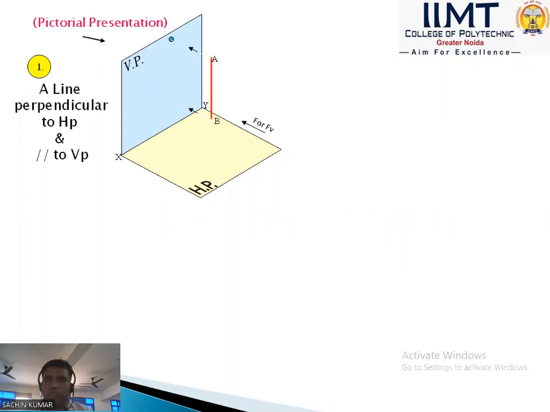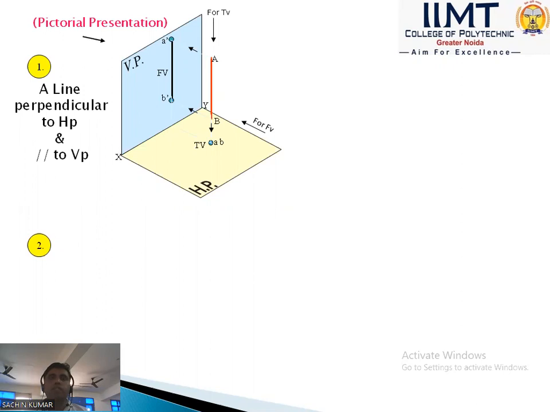So first draw the front view, that is A dash. Always remember, for the front view we always use dash. So A dash and B dash. We draw the vertical line A dash B dash in the front view. In the top view we see only the point A, which means A and B coincide in the horizontal plane. That is the simplest case of projection of line: the line is perpendicular to HP and parallel to VP.